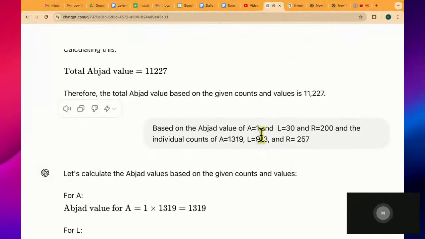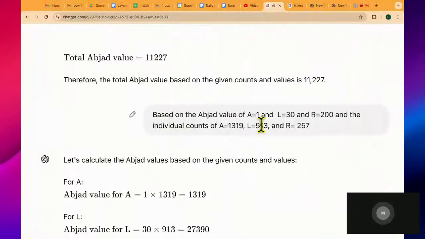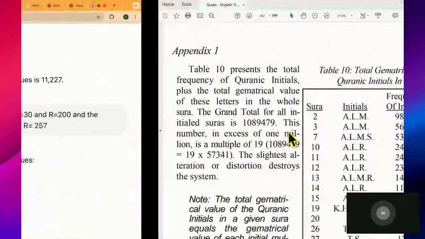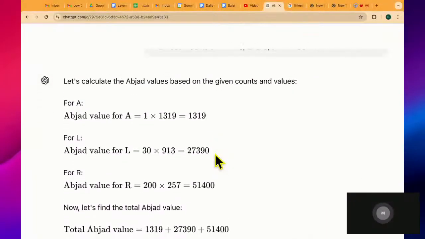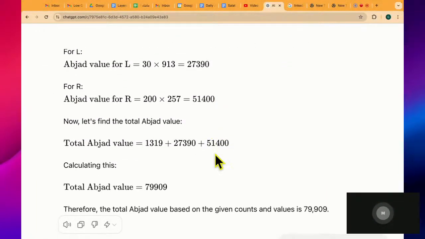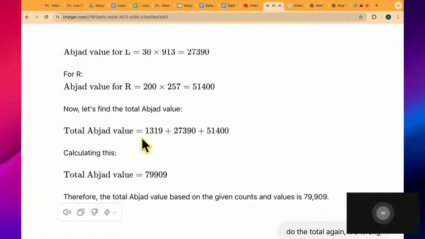Then I move to ALR surahs, okay? I had ALR, so A is 1, L is 30, and R is 200. And the counts of A, L, and R in Surah 10. This is the part that, interestingly enough, ChatGPT did wrong. It had done the calculation, but it had given me a wrong addition. It's very easy.